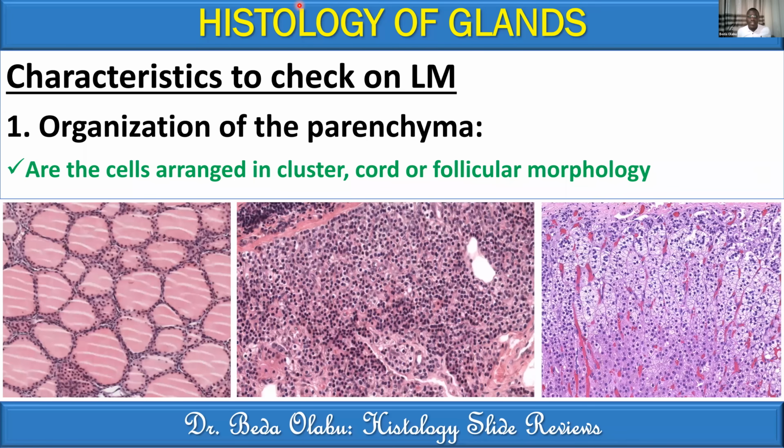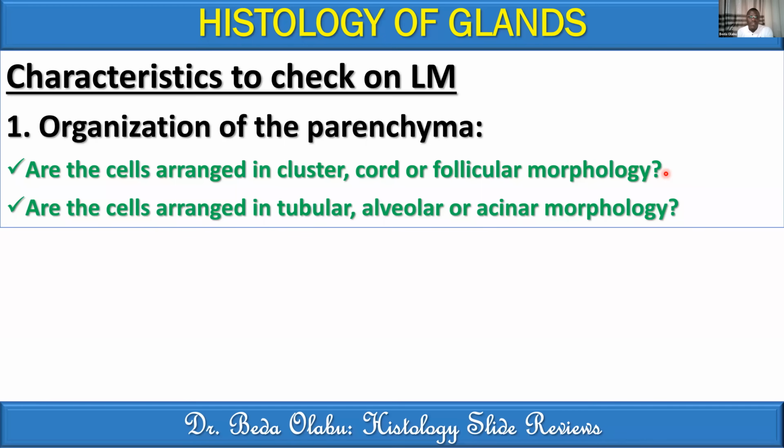So that's one of the features you need to check: the organization of the cells of the parenchyma. If they fall under any of those three morphological patterns, that is an endocrine gland. However, sometimes a gland may have other morphological patterns. It could be tubular, alveolar, or acinar morphology. If a gland has any of those three morphological patterns, that is an exocrine gland.